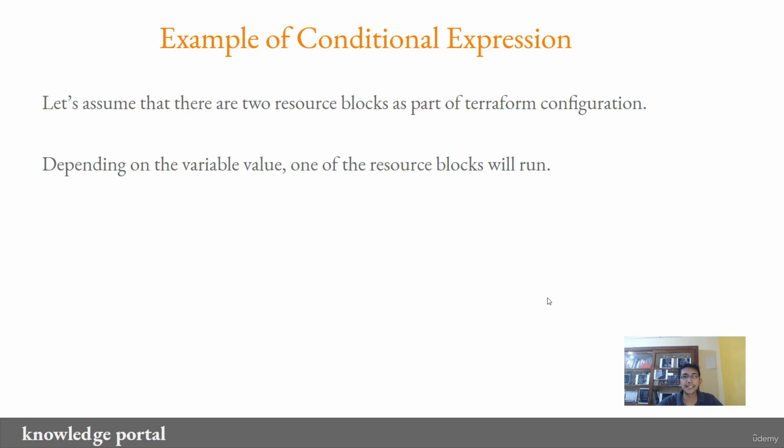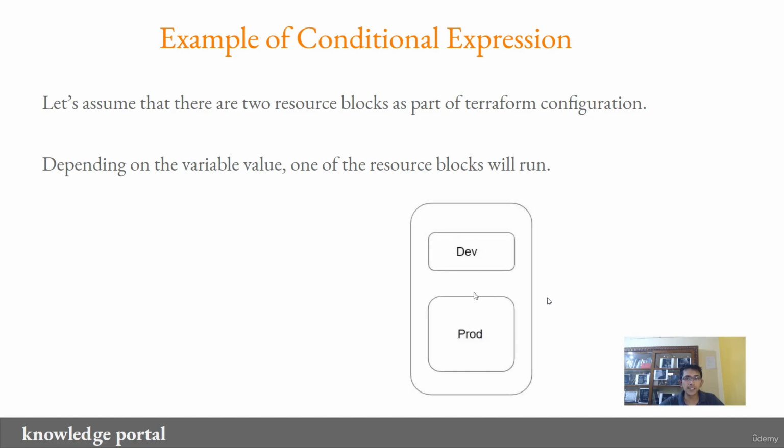So let's go ahead and understand the need for conditional expression with a simple example. Let's assume that there are 2 resource blocks as part of a Terraform configuration file, each of which creates an EC2 instance. Now what you want is that depending upon the variable value, one of the resource blocks will run. So let's say that there is a variable called isTest. isTest basically means: is the environment that you are planning to create with Terraform going to be used for testing purposes or for production purposes?